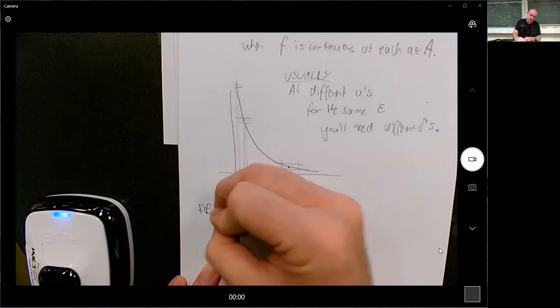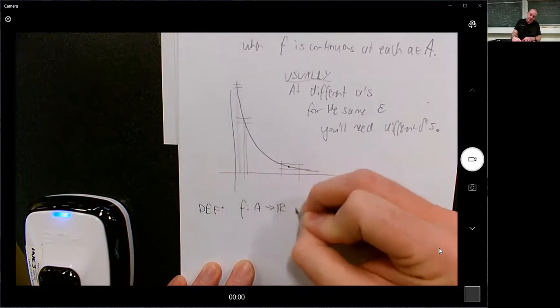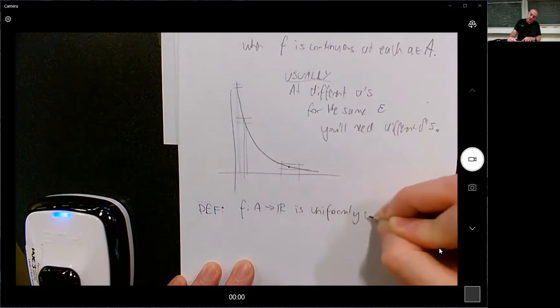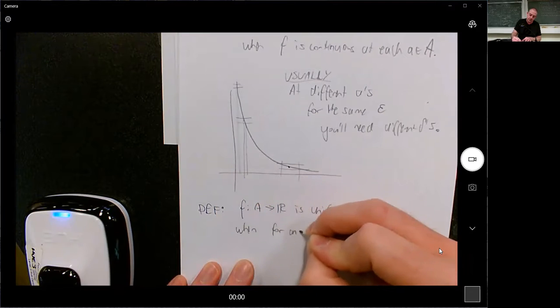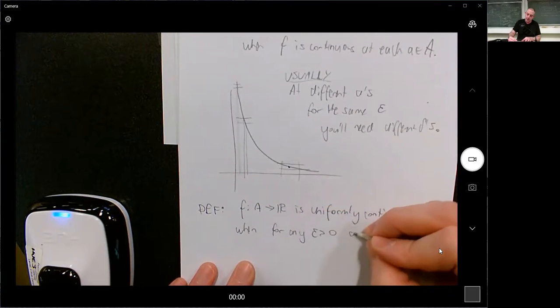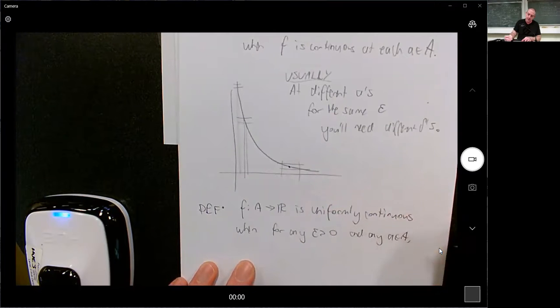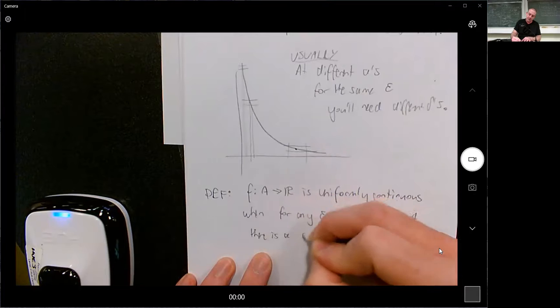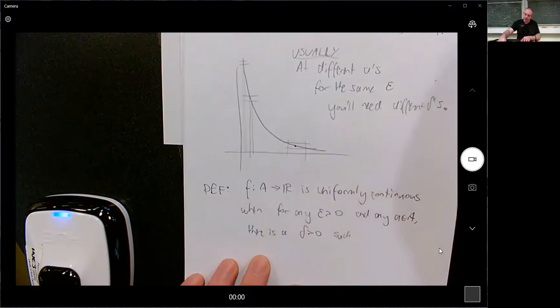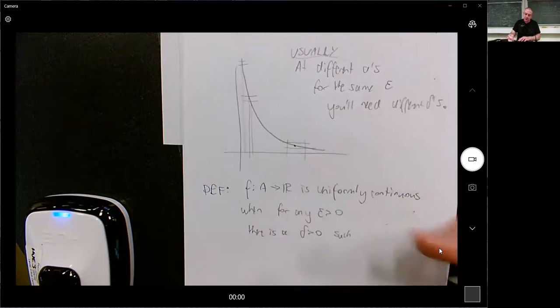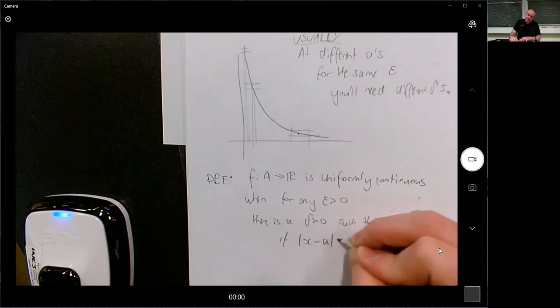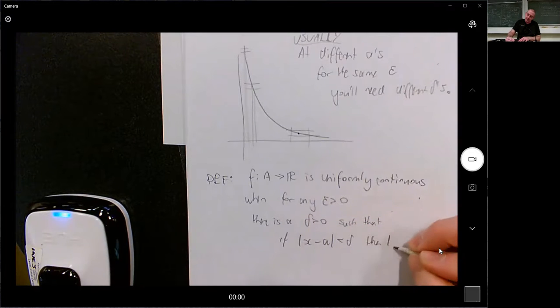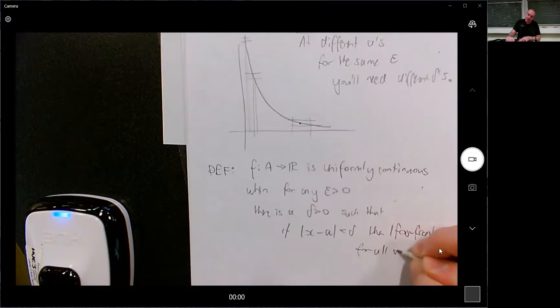So the definition: f which sends A to R is uniformly continuous when, for any epsilon greater than 0, there is a delta greater than 0 such that if the distance between x and a is less than delta, then the distance between f of x and f of a is less than epsilon for all a in A.